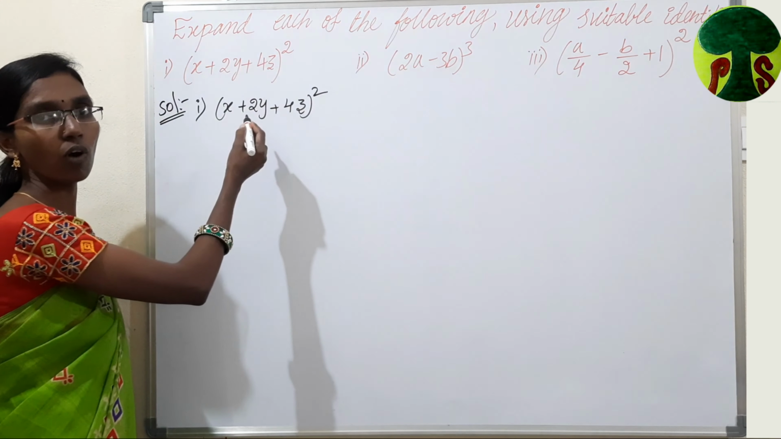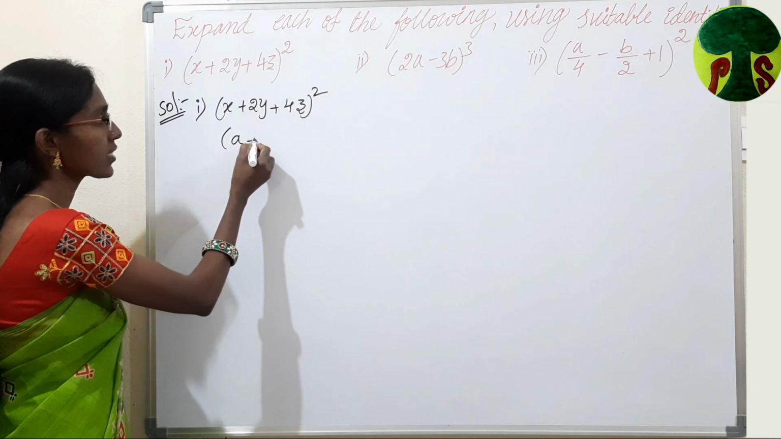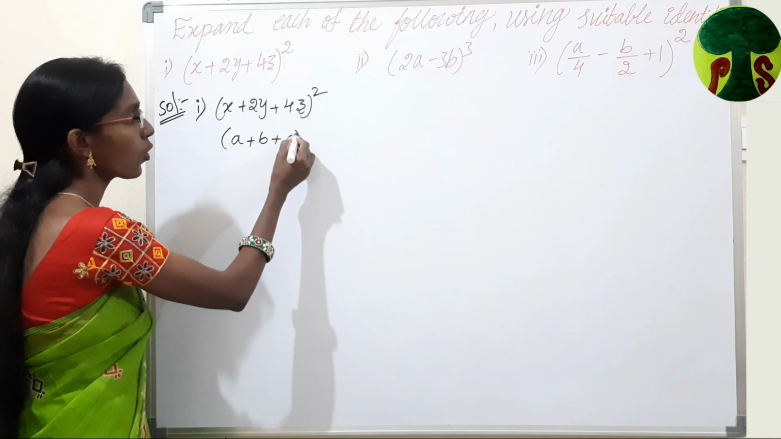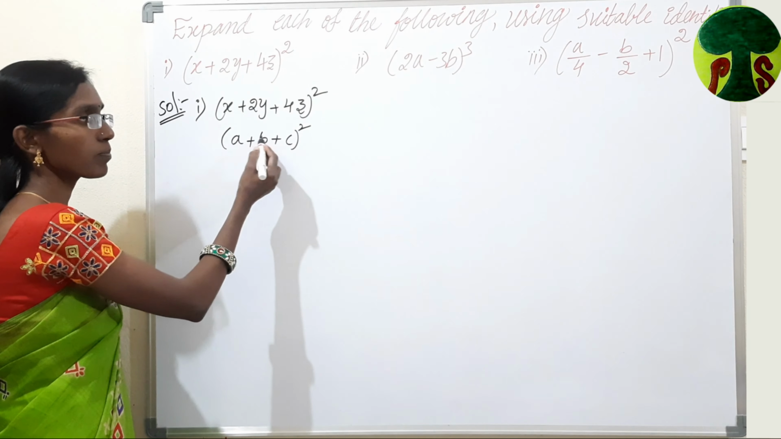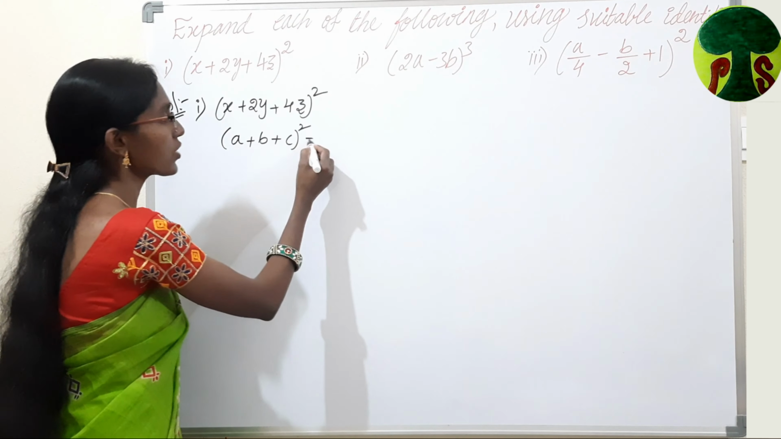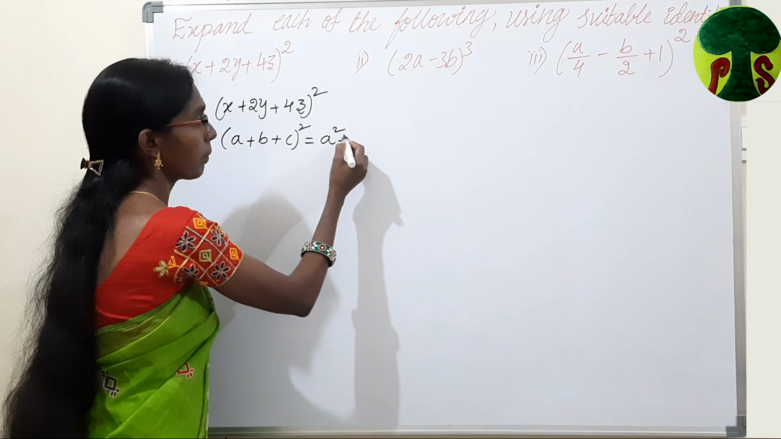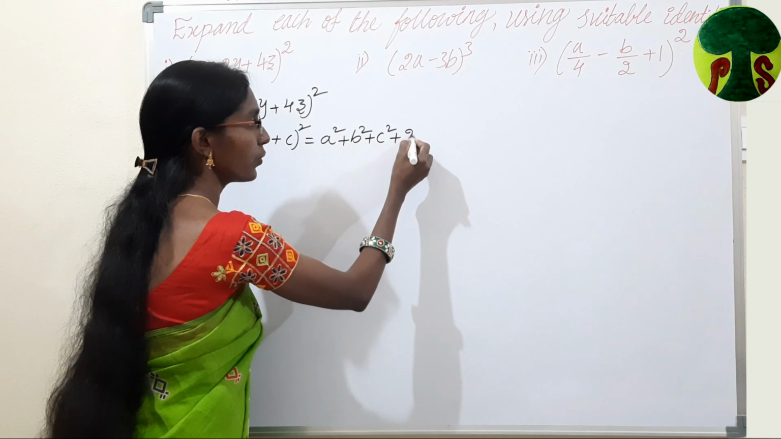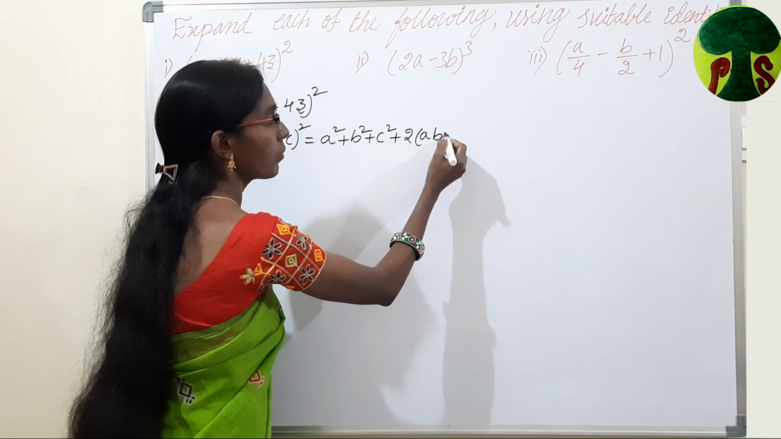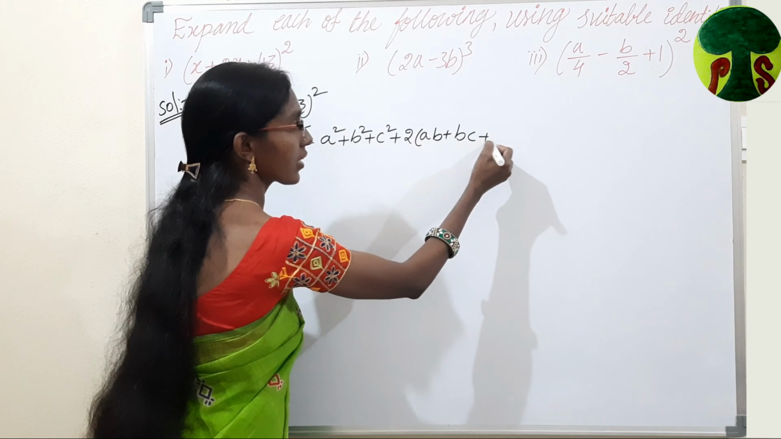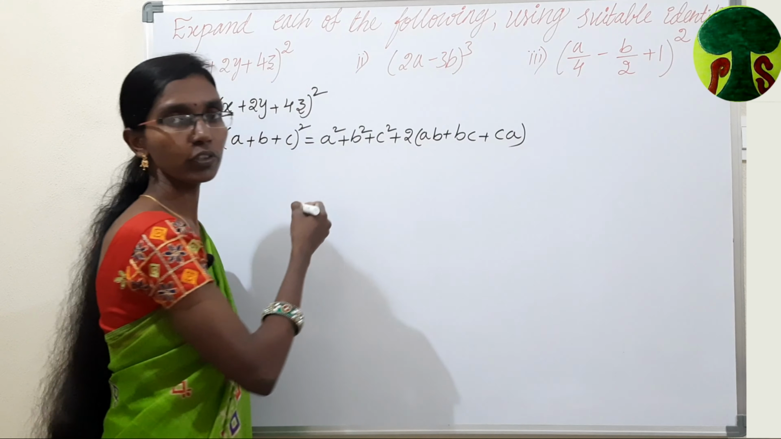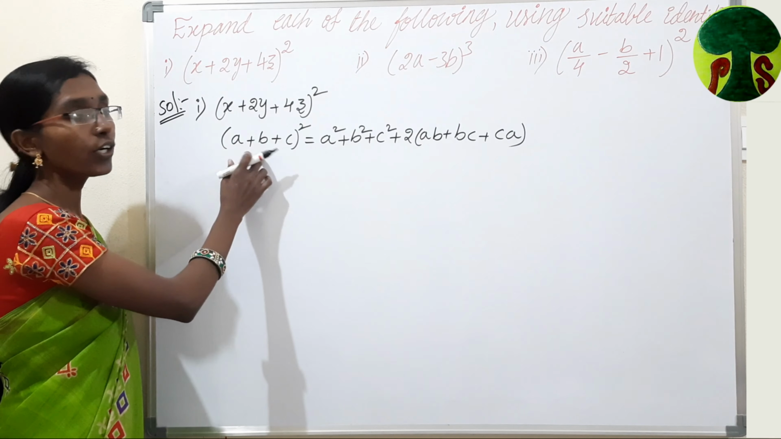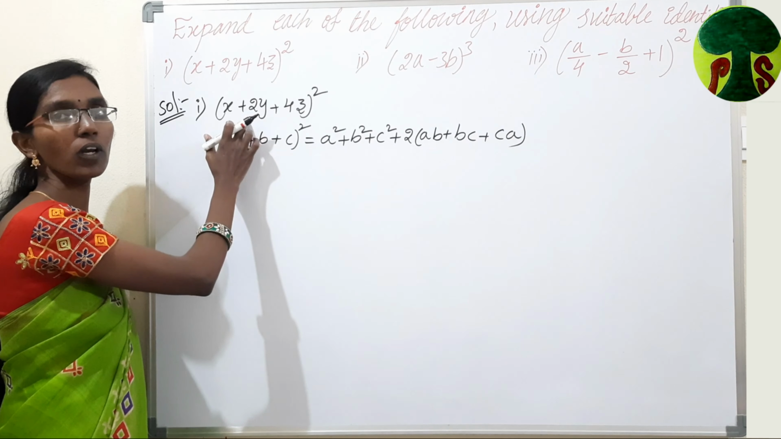It is in the form of (a + b + c) whole square. (a + b + c) whole square is equal to a square plus b square plus c square plus 2 into (ab + bc + ca). We have to use this identity to expand the given polynomial.